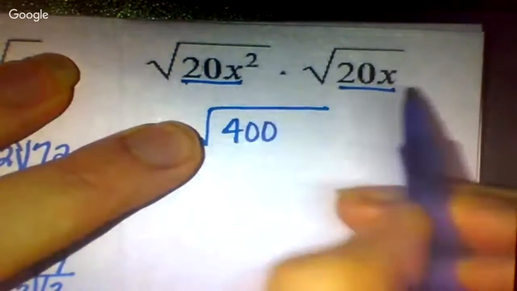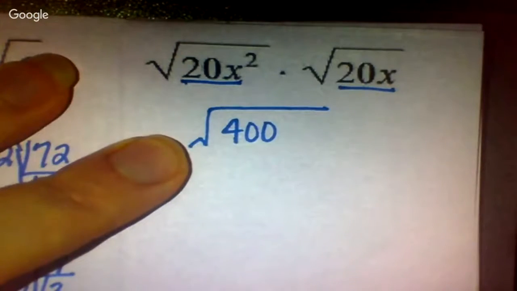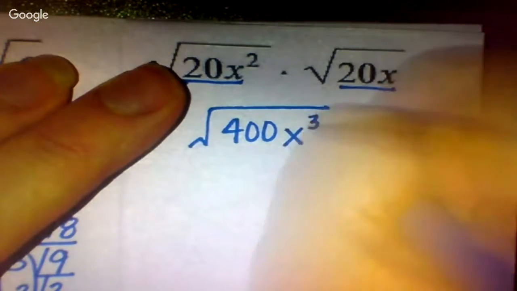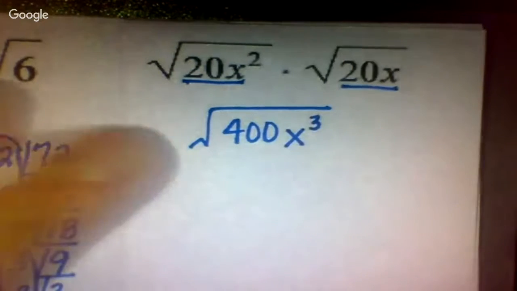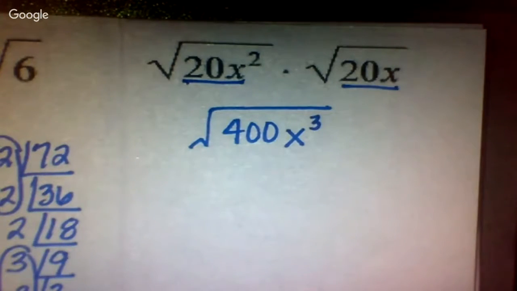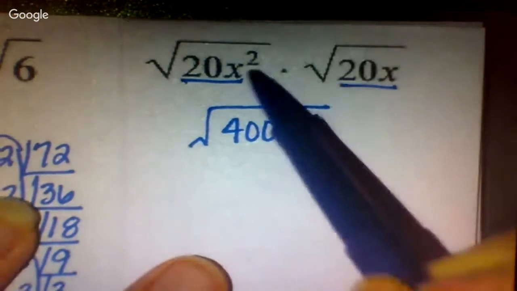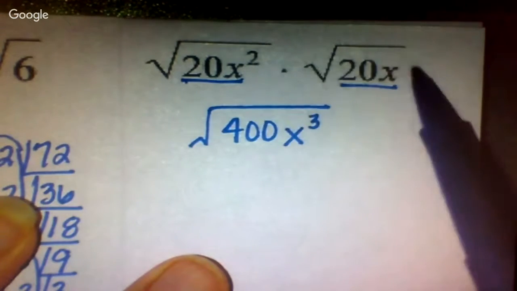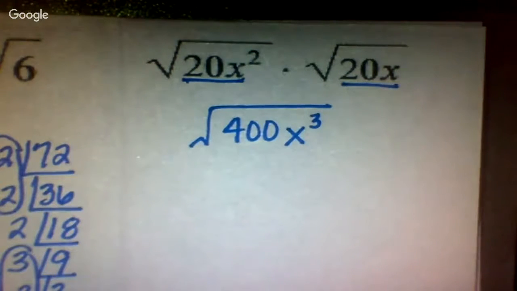What's x squared times x? X to the third. Remember, when you multiply your x's, you take your exponents and add them together. So you've got x to the second, and if you have x, that's x to the first. 2 plus 1 is x cubed. All right. My last step then is to simplify.